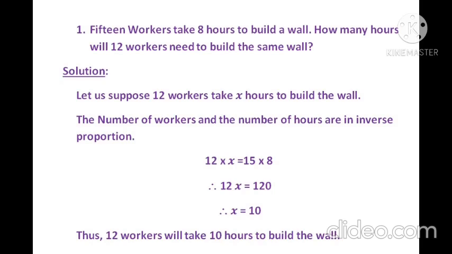Therefore, 12x is equal to 120. For getting the value of x, we have to divide both sides by 12. By dividing both sides by 12, we get the value of x is equal to 10. Thus, 12 workers will take 10 hours to build the wall.